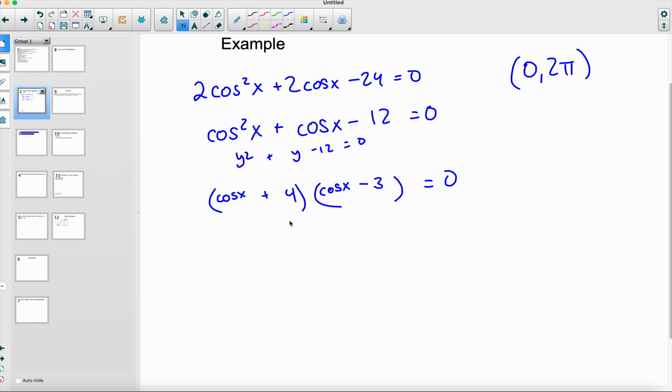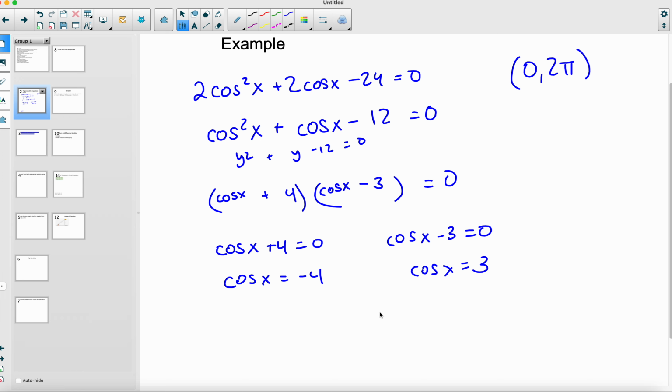Now I'm going to isolate, set each piece equal to 0. So cosine of x plus 4 is equal to 0, and cosine of x minus 3 equals 0. And I'm going to isolate my cosine function. Cosine of x is equal to, subtracting 4 from both sides, negative 4, and cosine of x is equal to 3. Now look at this.